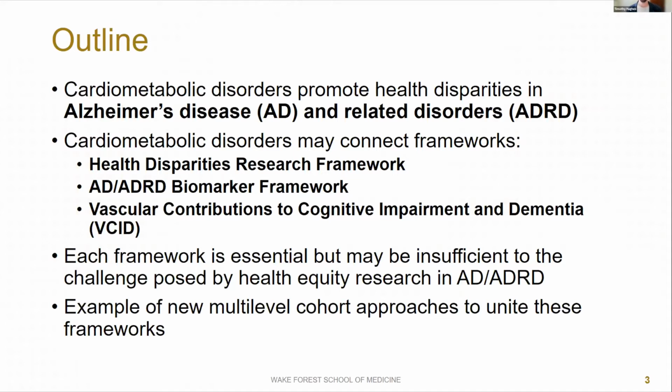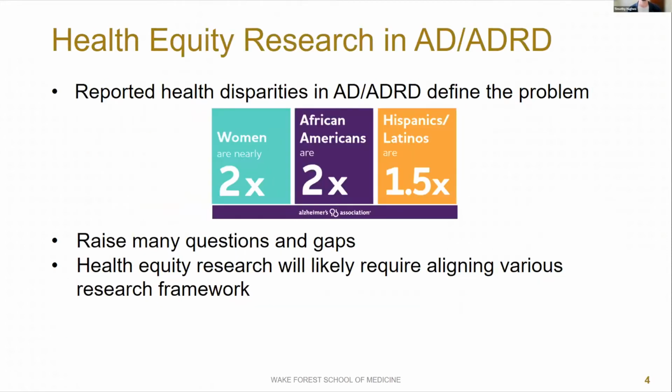Each of these frameworks is absolutely essential to study what we do in Alzheimer's and related dementias, but each of them may be insufficient to understand this problem of health equity research in AD. I'll give you an example of new multi-level cohort approaches that we're using to unite these frameworks.